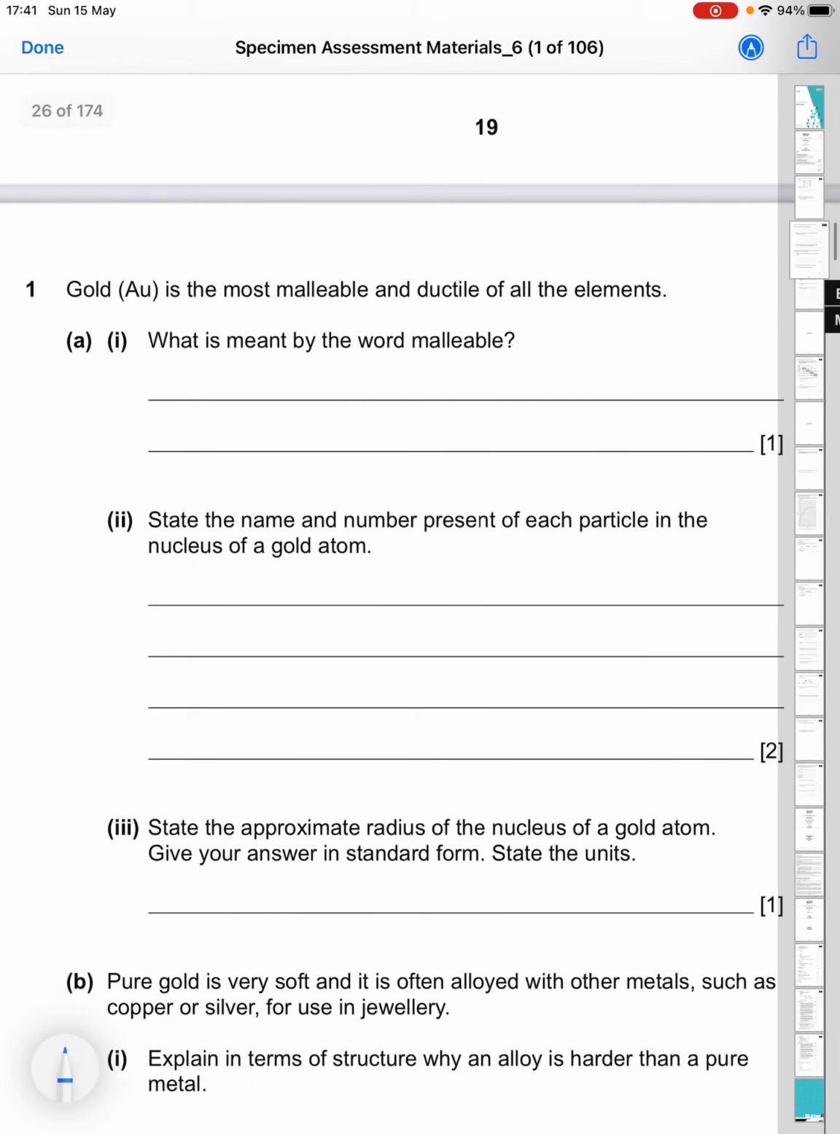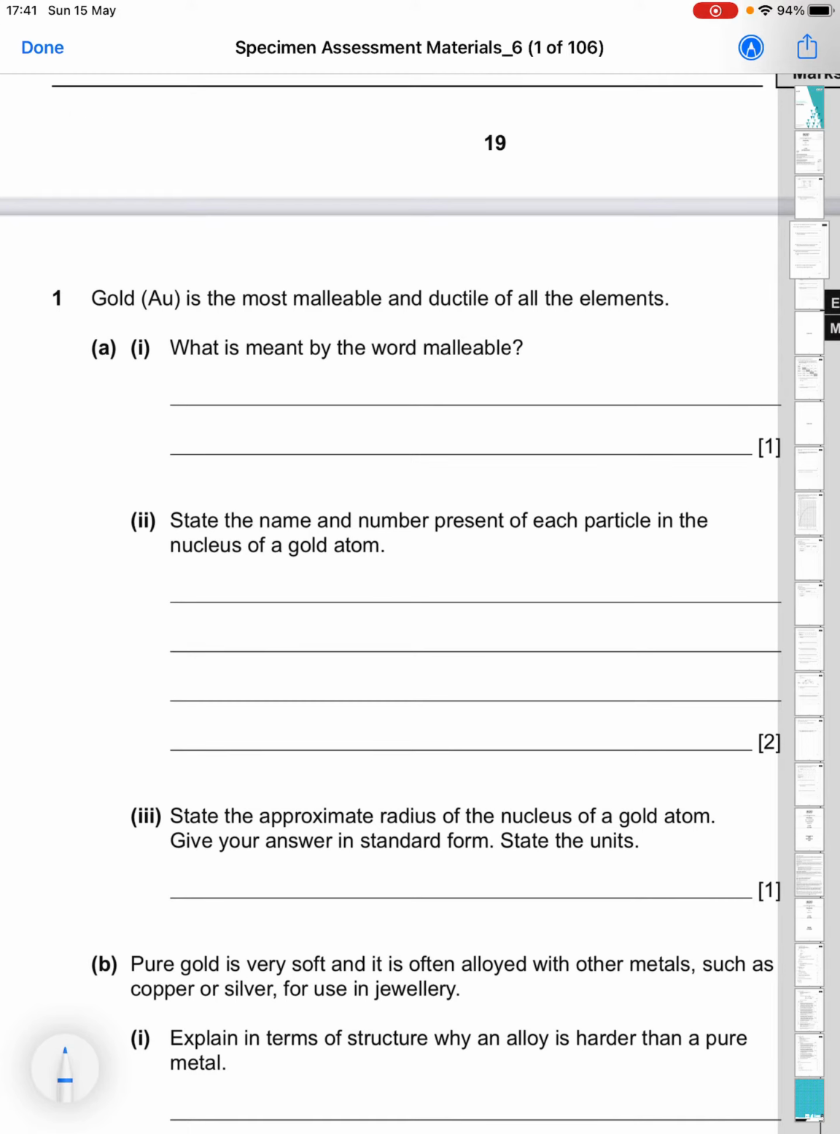Question 1. Gold is the most malleable and ductile of all the elements. What is meant by the word malleable? Straightforward definition just to start off. So it just means it can be hammered into shape.